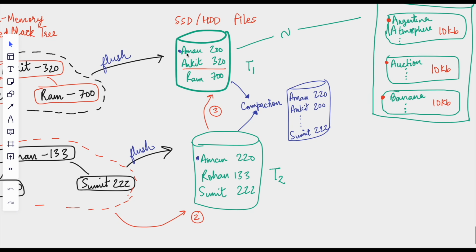So in this case, Aman, if you can notice, occurs both in this segment and this segment. Each segment file is created at a timestamp: this segment file is created at timestamp T1, this is at timestamp T2. So obviously the latest value for the key Aman is 220, because T2 is the greater timestamp.